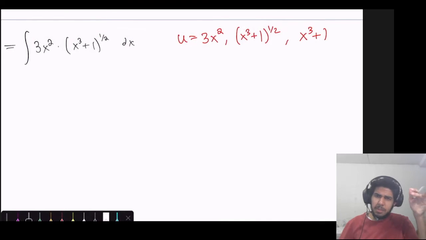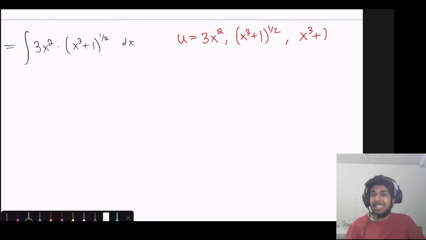Before I continue, I just want to make a brief point. The derivative of x cubed plus 1 is 3x squared, which, by the way, is the correct u to use. You should be using this u. And we said that, okay, 3x squared is the multiplicative factor. If this was 4x squared, 7x squared, or 10x squared, it would still be okay.